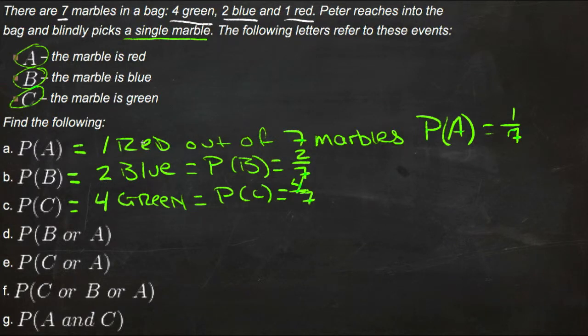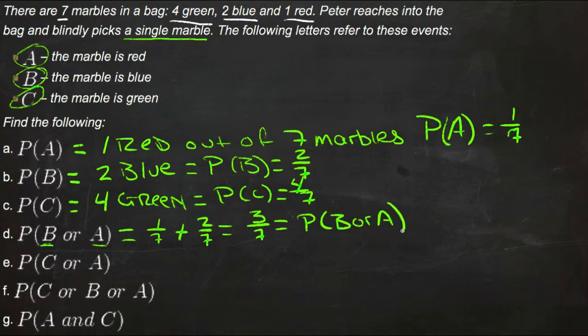Now the probability that it's going to be B or A, that he's going to pick either a blue or a red. What we're looking at here is the combined probability of A and B, because the chances of it being one or the other really includes the chances of either one of them happening. So we have 1 out of 7 and we have 2 out of 7. So we have a total of 3 out of 7 chances of getting either B or A. So 3/7 is the probability of B or A.